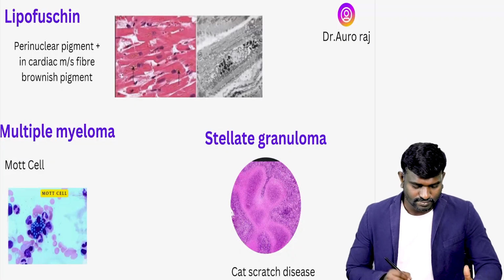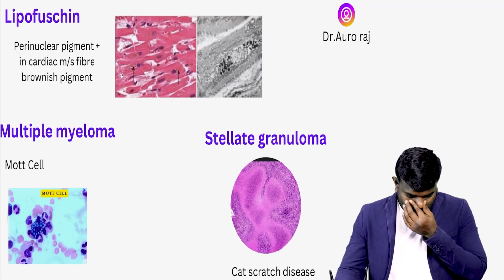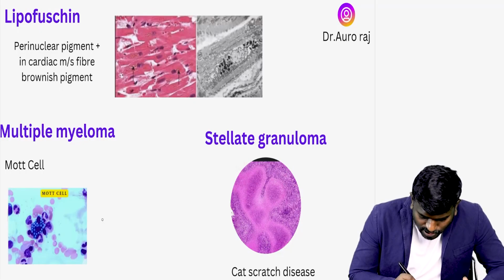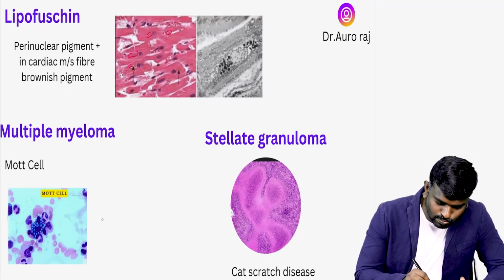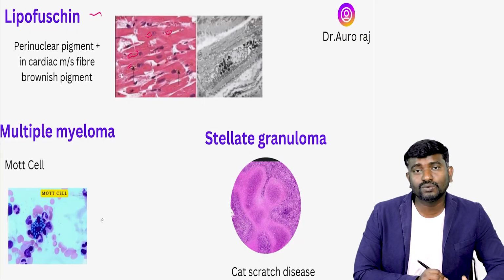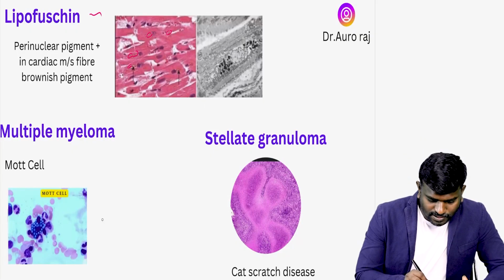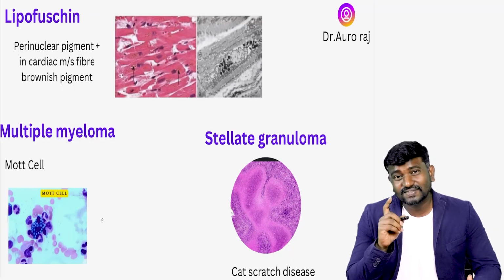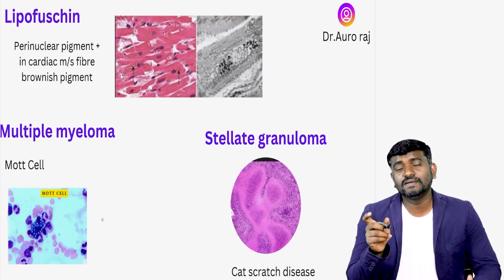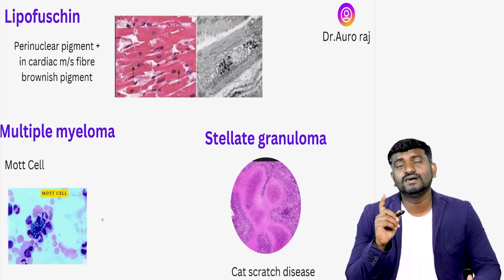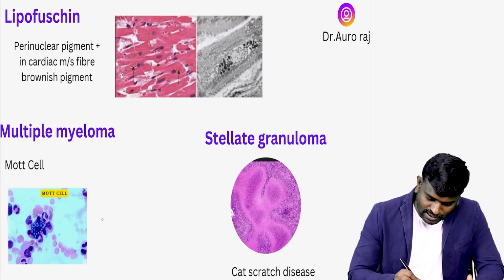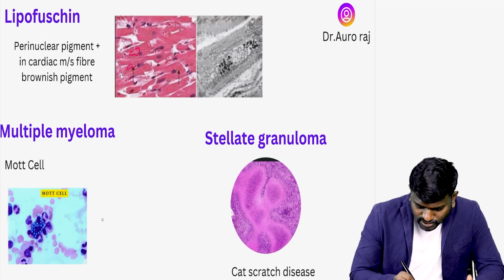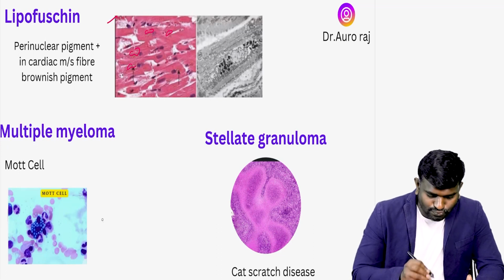Lipofuscin. You'll be seeing what, brownish pigments. If you see brownish pigment along the perinuclear region, that is going to be lipofuscin. If the examiner talks about brownish pigment present along the periphery of the cardiac muscle fibers, please mark it as what? Lipofuscin. This is going to be brownish pigment, lipofuscin.